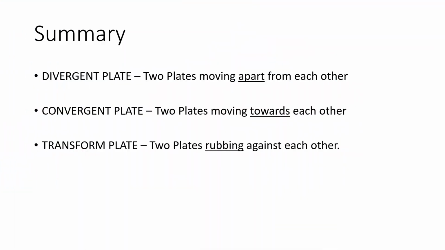Overall, to summarize what we have learned, a divergent plate boundary is two plates moving apart from each other. A convergent plate boundary is two plates moving towards each other. And a transform plate boundary, two plates are rubbing against each other. Overall, we have concluded the three major plate tectonics.